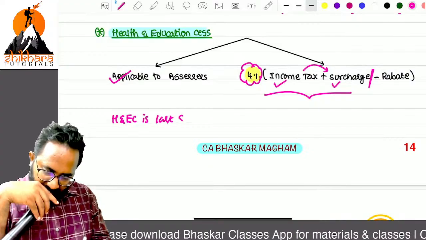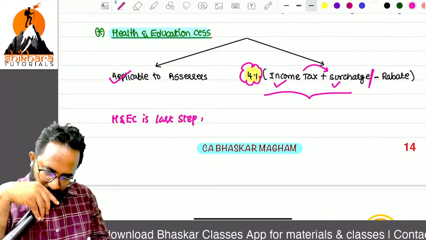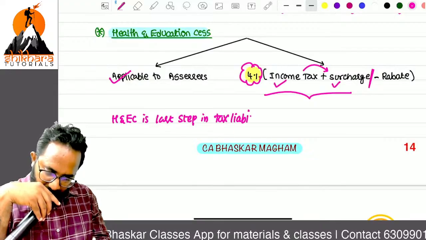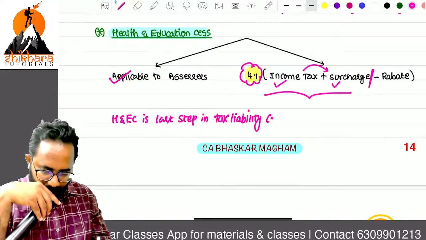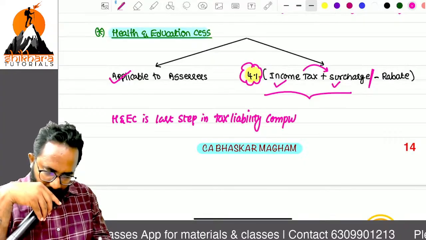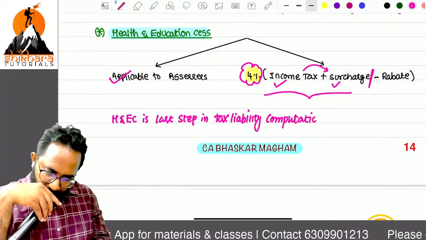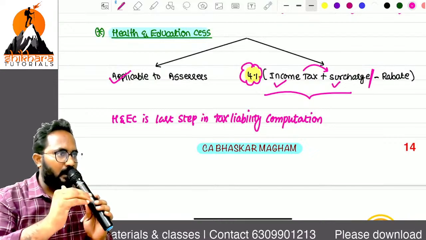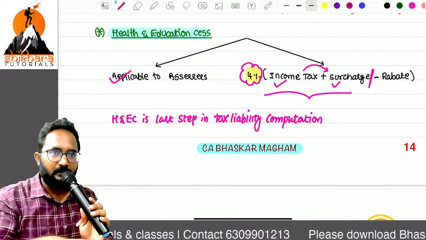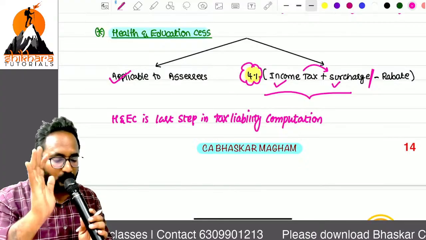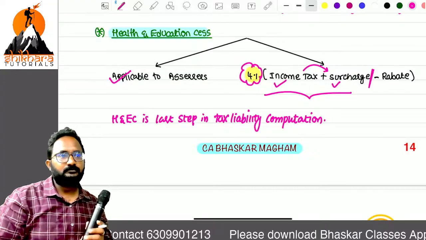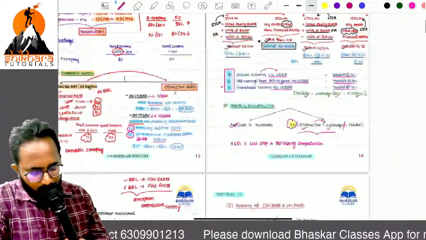Health and education cess is the last step in tax liability computation. First, income tax. If surcharge is applicable, add surcharge. Or if you are eligible for rebate, please take rebate. Last, you have to add health and education cess. Clear? Up to now?